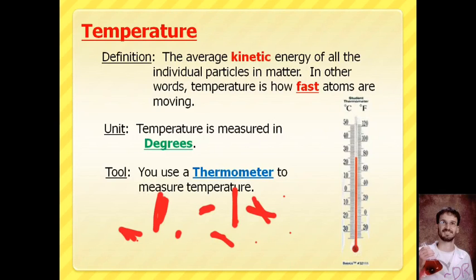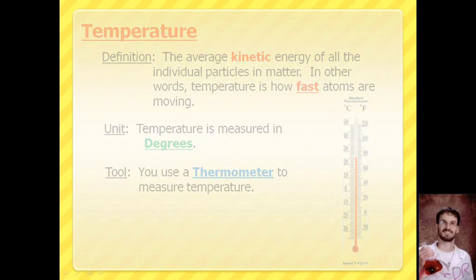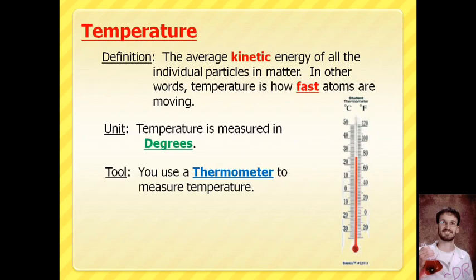So all the particles are always moving at different speeds. Temperature is the average of all of them. The unit that we use for temperature is called degrees. Degrees. And the tool that we use to measure temperature is the thermometer, as I'm sure that you've used a lot of.